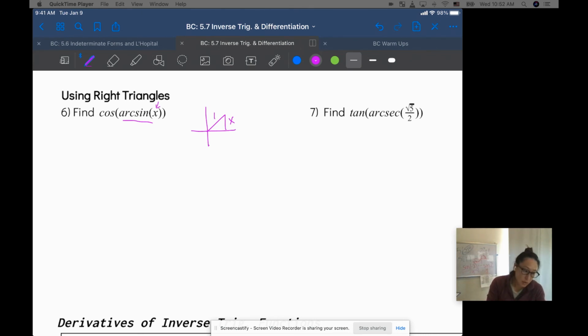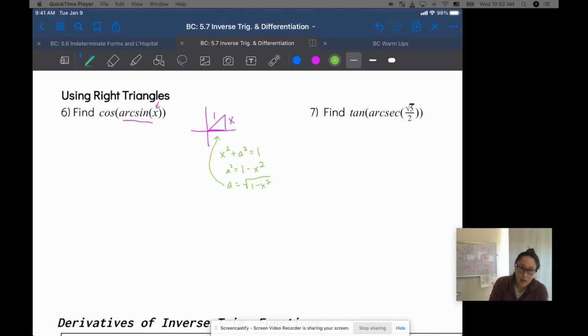Could I solve for the horizontal side of my triangle? Yes, I can. Let's use some Pythagorean theorem. So I got x squared plus a squared is equal to 1. So a squared is going to be 1 minus x squared. And I get a is equal to the square root of 1 minus x squared. So that's that length right there.